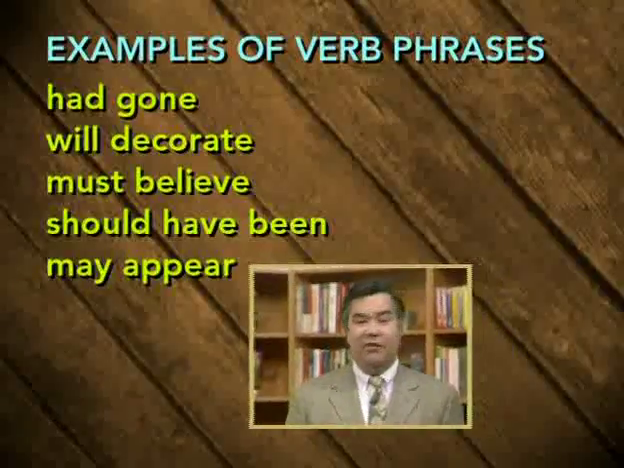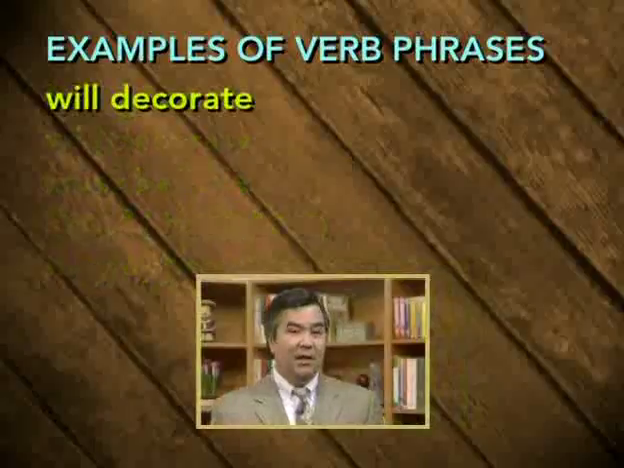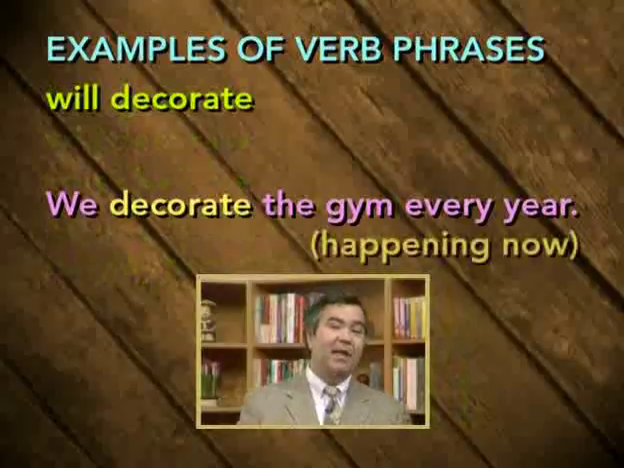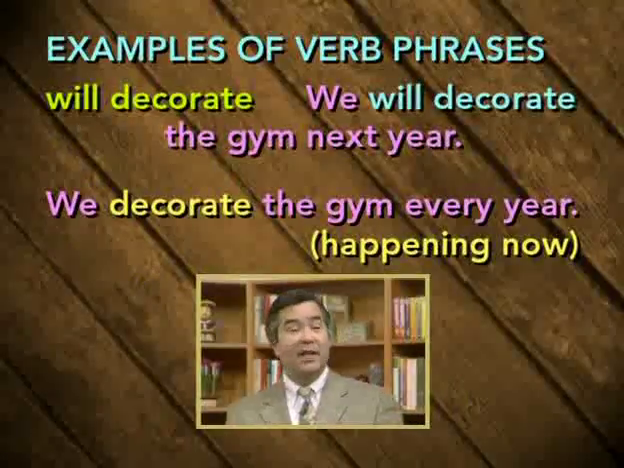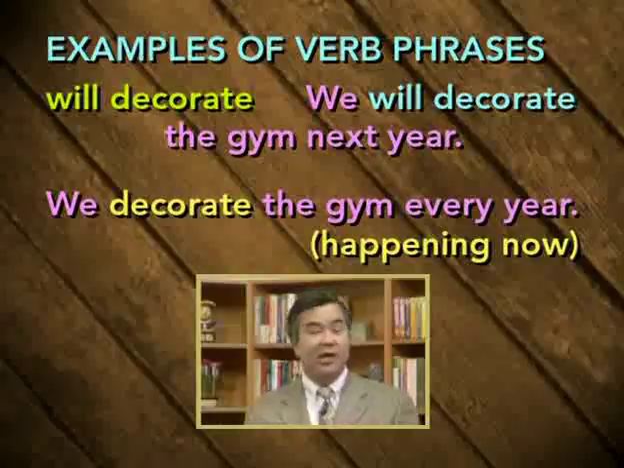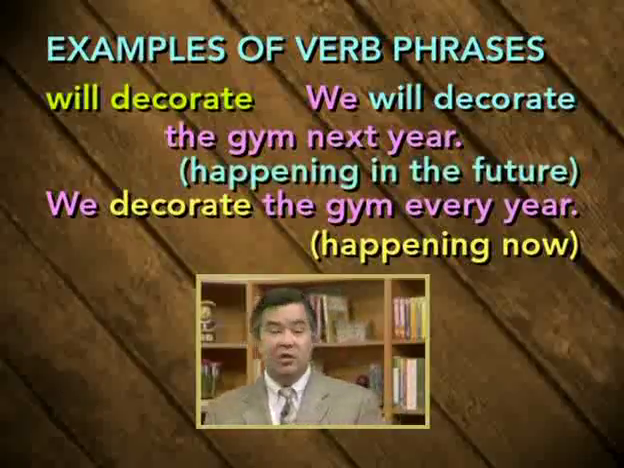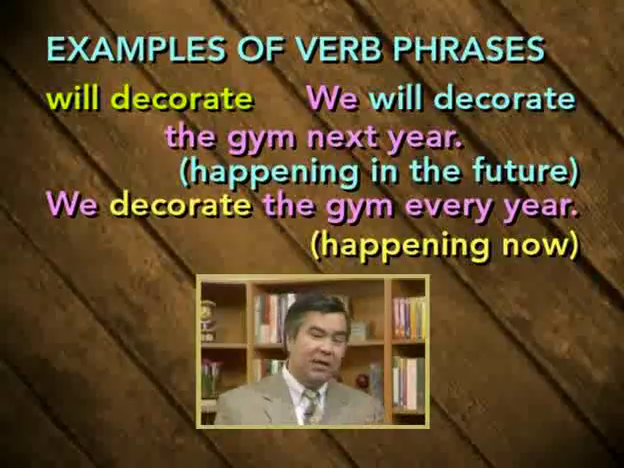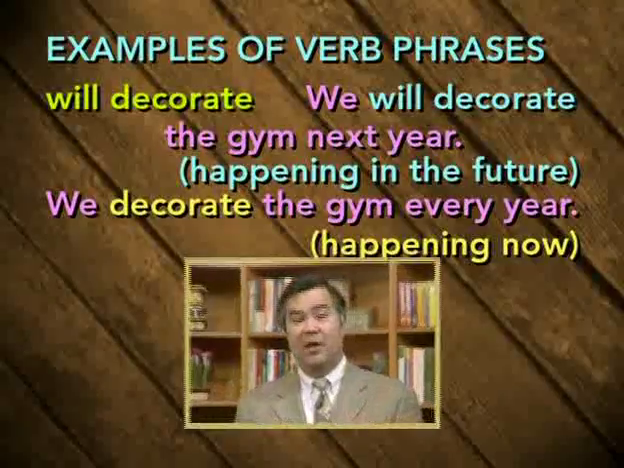Take, for example, the verb phrase, will decorate. When I say, we decorate the gym every year, we're talking about something that's happening now. But when we say we will decorate the gym next year, we're talking about something happening in the future. So the helping verb will changes the meaning of the main verb by expressing a particular time when the event will take place. When verbs are modified or changed in this way to influence or to express the time when the action will take place, then we're talking about creating different verb tenses.